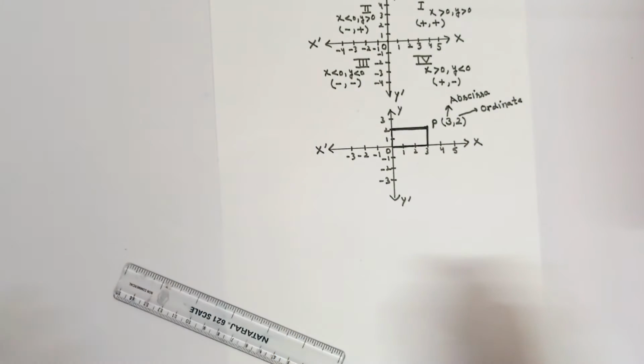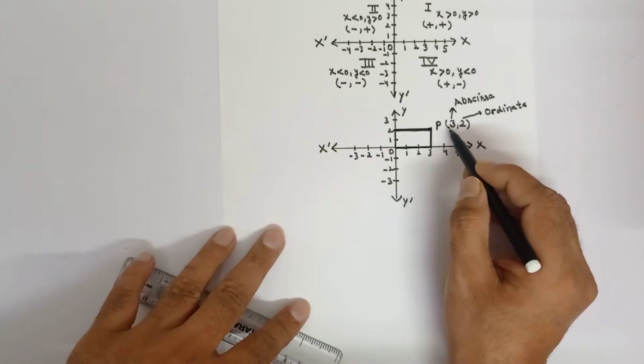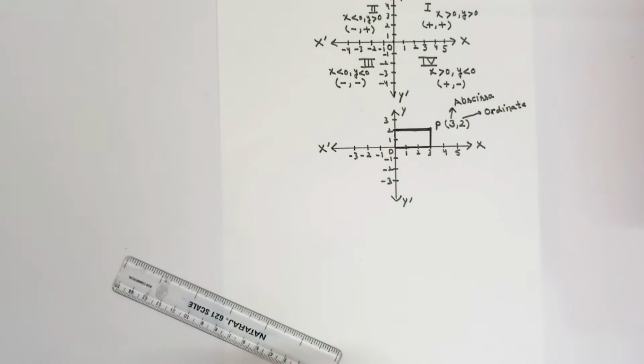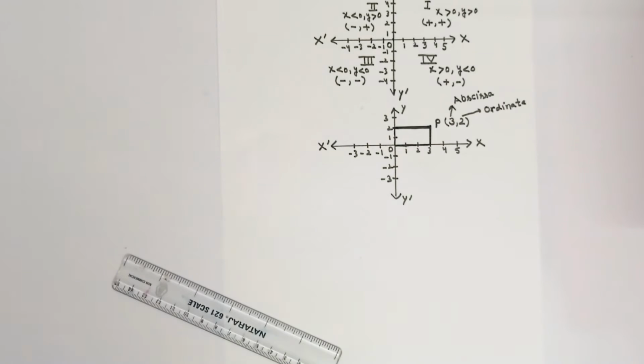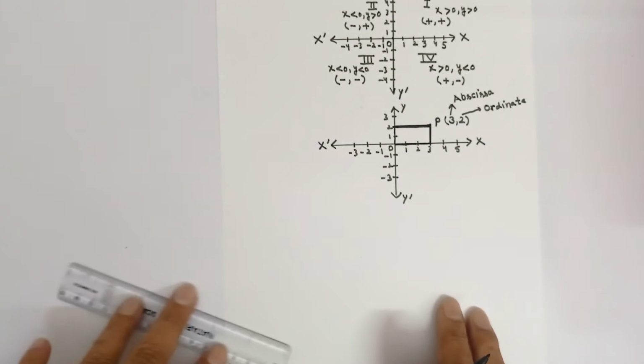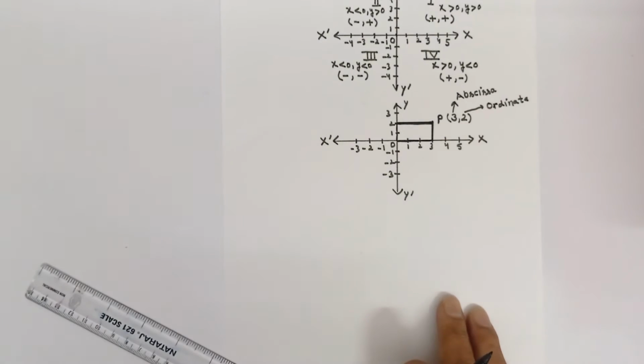So how do we define abscissa? The distance of any point from the y-axis is called abscissa, and its other name is x-coordinate. I repeat once again, the distance of any point from the y-axis is called abscissa or x-coordinate. And how do we define ordinate? The distance of any point from the x-axis is called ordinate. So do not forget these basic definitions. So this is about abscissa and ordinate.